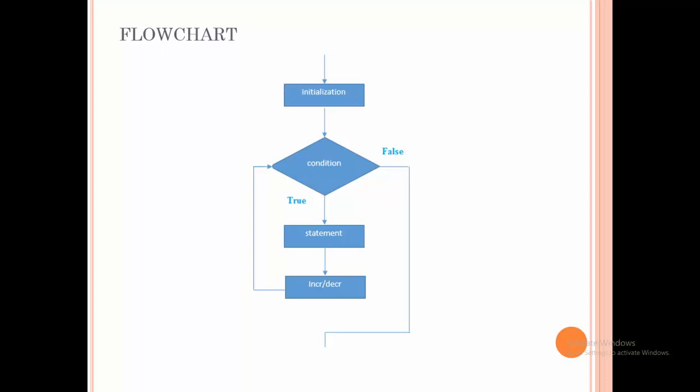So the next is statements. Once the condition is evaluated to true, the statements in the loop body are executed. After that we have increment and decrement. So it is used for updating the variable for the next iteration. Finally, the loop gets terminated when the condition becomes false. So the loop termination marks the end of its life cycle. So this is the flow of a simple or the basic for loop.